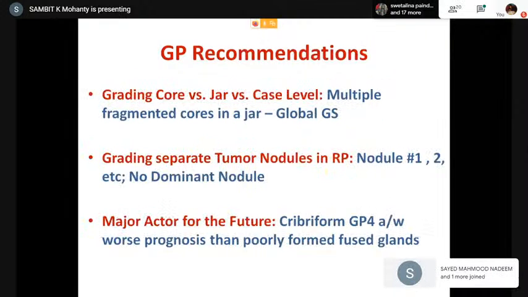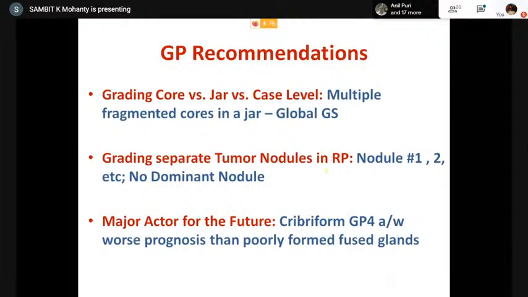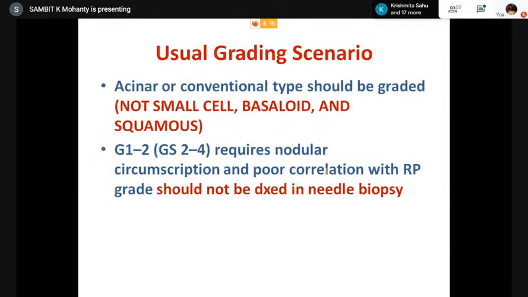Grading of core versus jar versus case level. If there are multiple fragmented cores in a single jar, give a global Gleason score. If there are separate nodules in radical prostatectomy, you have to say nodule number 1, size, grade, nodule number 2, size, grade, and so on. You do not have to say which is the dominant one. Major factors for the future: cribriform Gleason pattern 4 is associated with worse prognosis than poorly formed fused glands. This is important. They are both 4. Then do not grade if it is a basaloid, squamous, or small cell carcinoma.